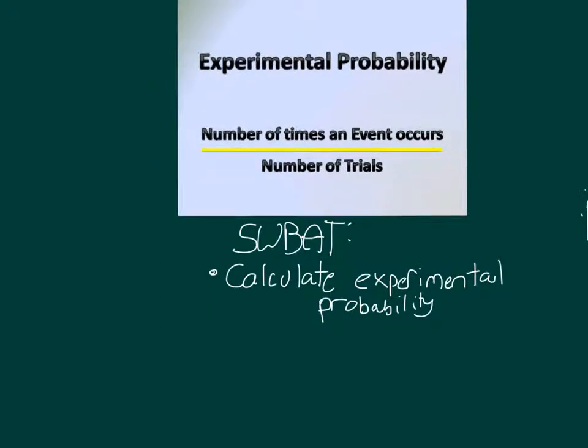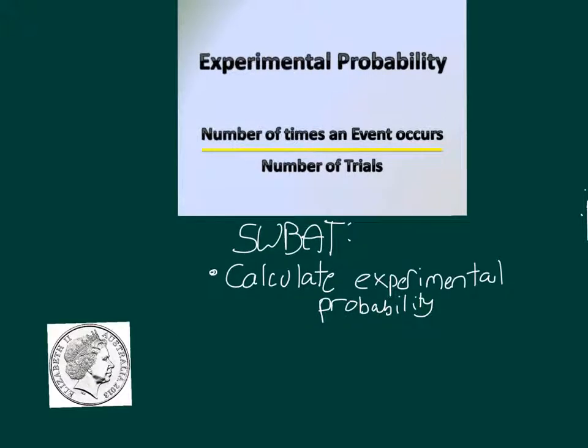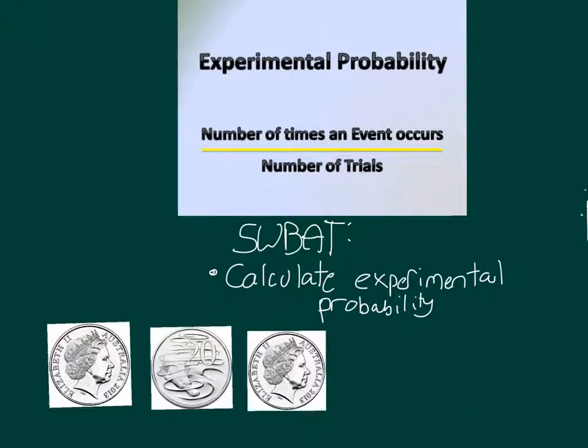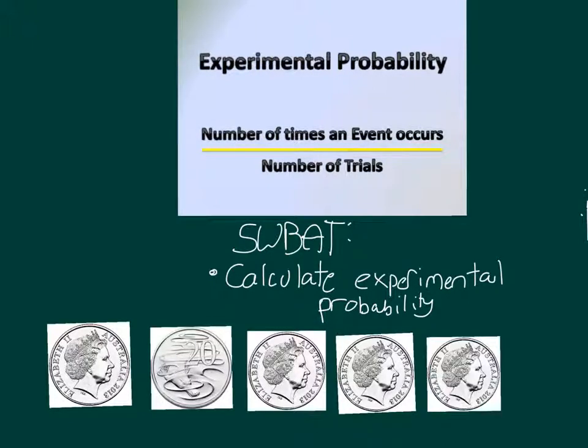Okay, so let's say I do toss a coin, and I'm going to put the results up here of tossing that coin about 5 times. So I get heads, tails, heads again, another heads, and yet another head. So I've tossed the coin 5 times, and I've got 4 heads.